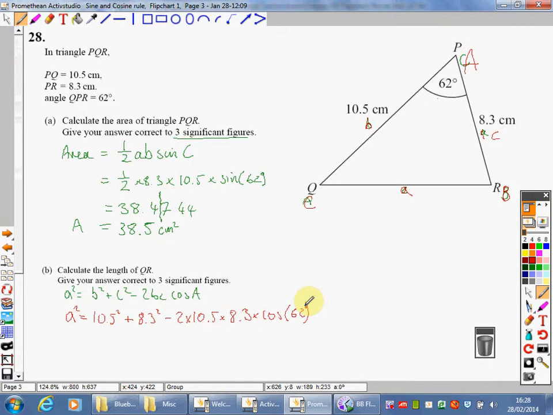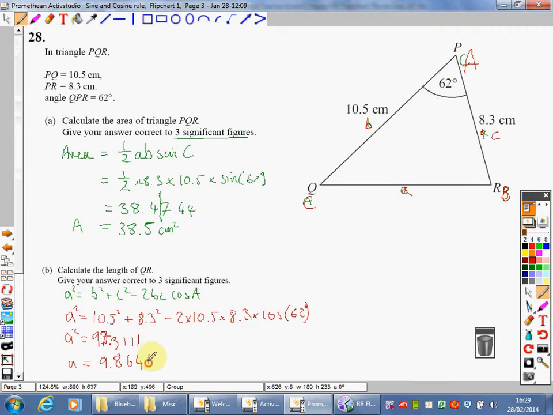Sorry, it's a bit boring for you. Whoops, made a mistake there. 10.5 squared plus 8.3 squared minus 2 times 10.5 times 8.3 times the cos of 62 comes out to be 97.3111. That's what a squared is. Do the square root to find out what a is. So square root answer is 9.8645.